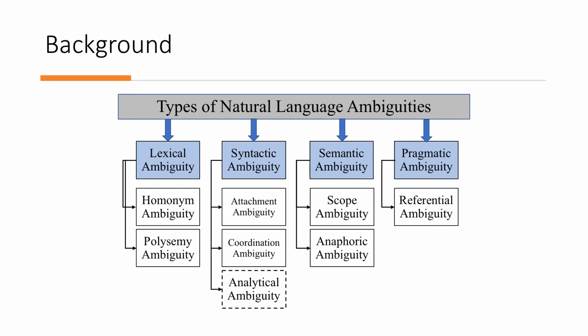As a background, there are four main types of ambiguities in natural language: lexical ambiguity, syntactic ambiguity, semantic ambiguity, and pragmatic ambiguity. Each of these types can be further divided into subtypes or groups. Our focus is on syntactic ambiguity, covering all of its three subtypes: attachment, coordination, and analytical ambiguities.